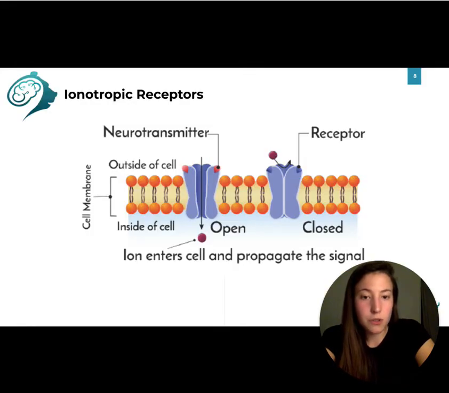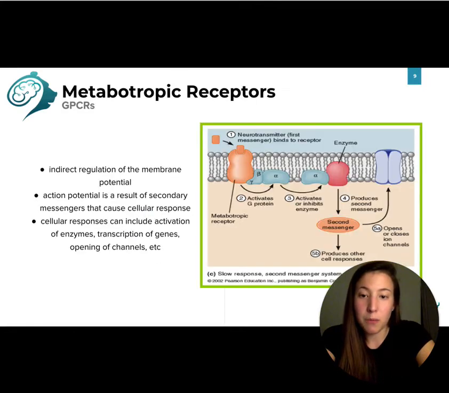So just a closer look at ionotropic receptors. As we can see, the neurotransmitter will bind to a spot on the ion channel, and the ions can move through. Pretty simple. When the receptor is not bound, ions cannot move through. Metabotropic receptors, like I said, more complicated.